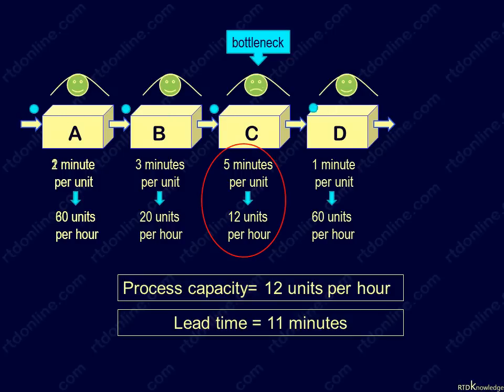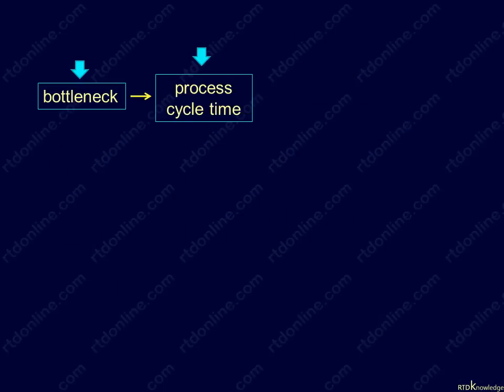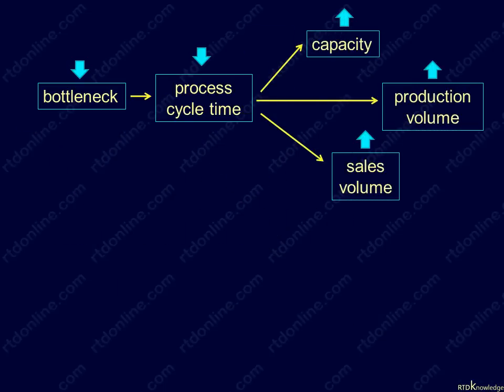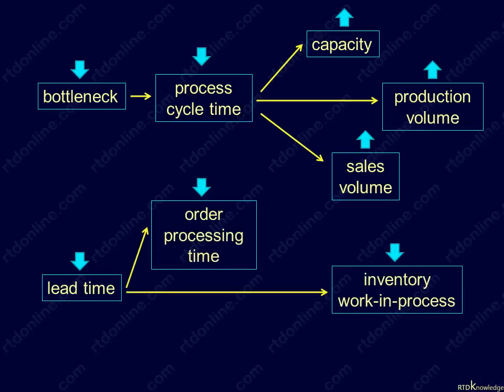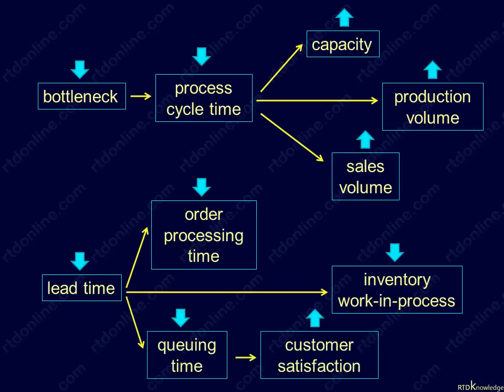One practical insight we get from this lesson is, in general, to increase capacity, production volume or sales, just reduce the cycle time of the process by reducing the bottleneck, while to reduce order processing time or to cut inventories and work in process, cut lead time. You also cut lead time to reduce queuing time of customers inside service factories, thereby improving customer satisfaction.